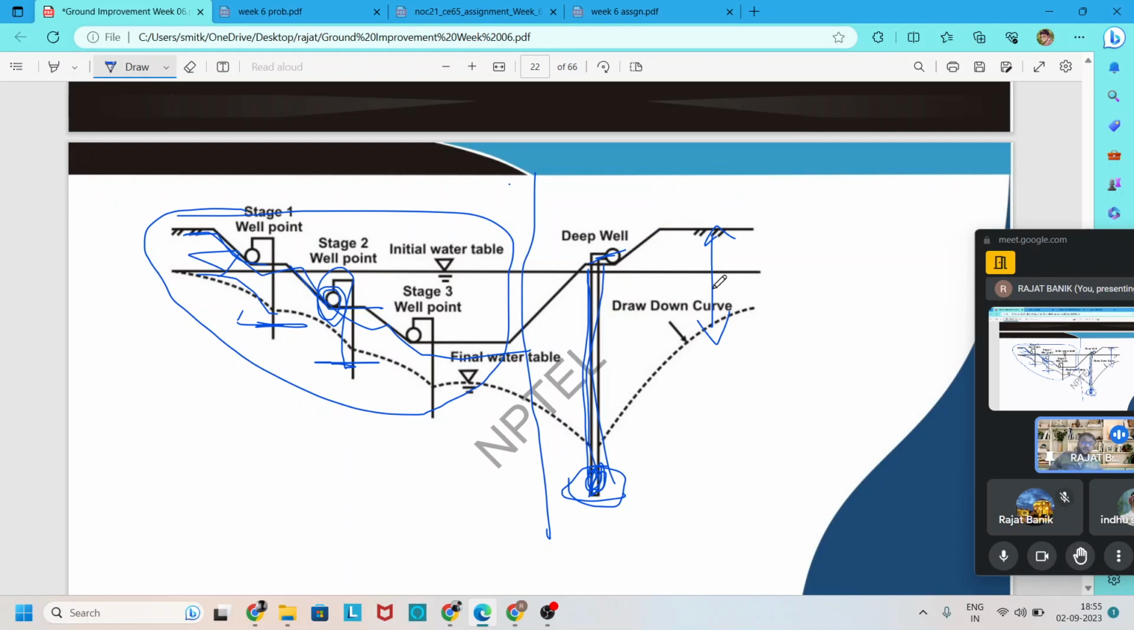But deep wells cost more money and require more charge to use against the well points. But it is very useful for lowering the groundwater table up to a larger depth.